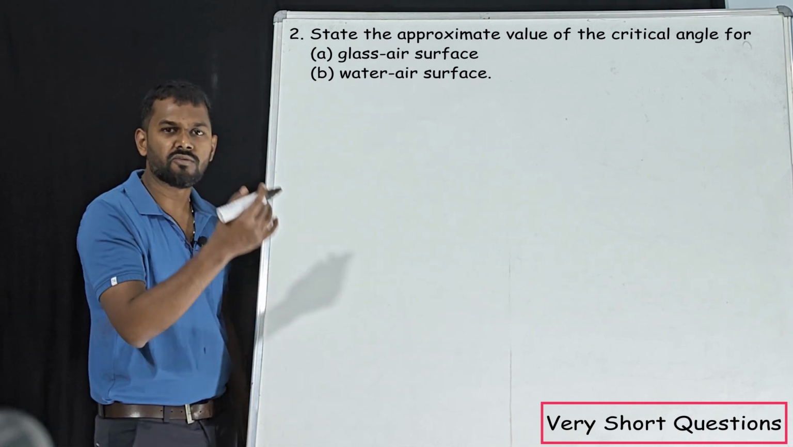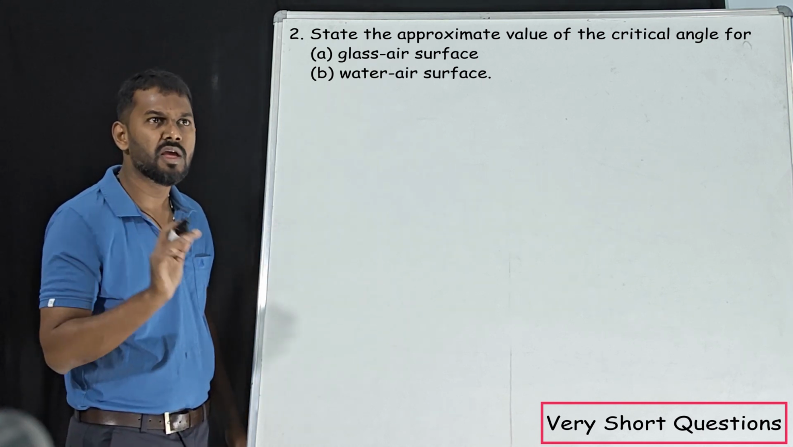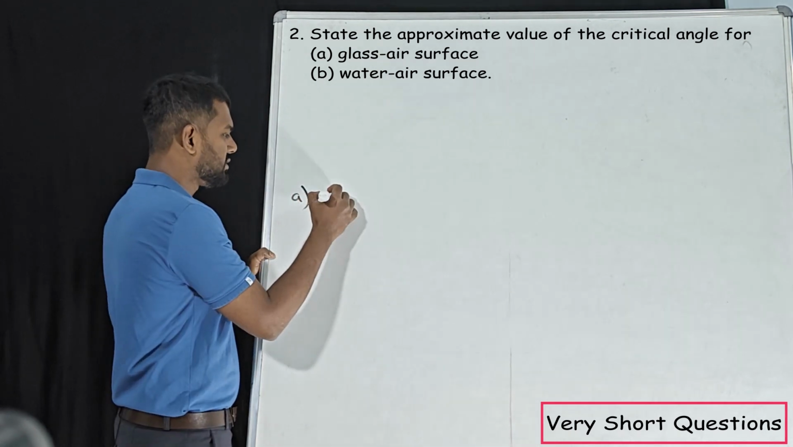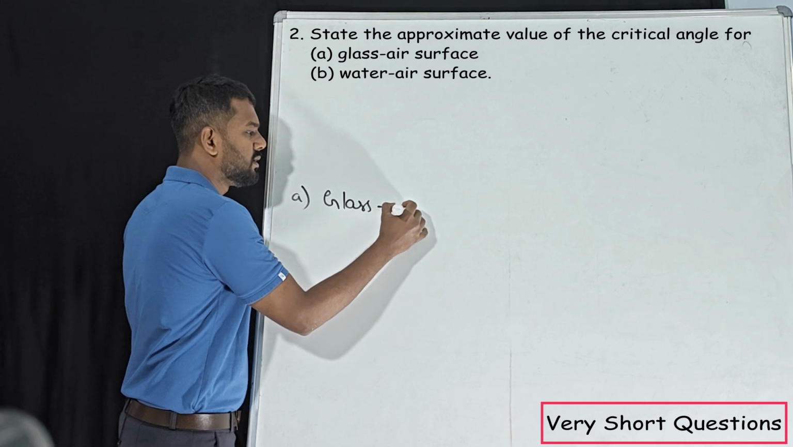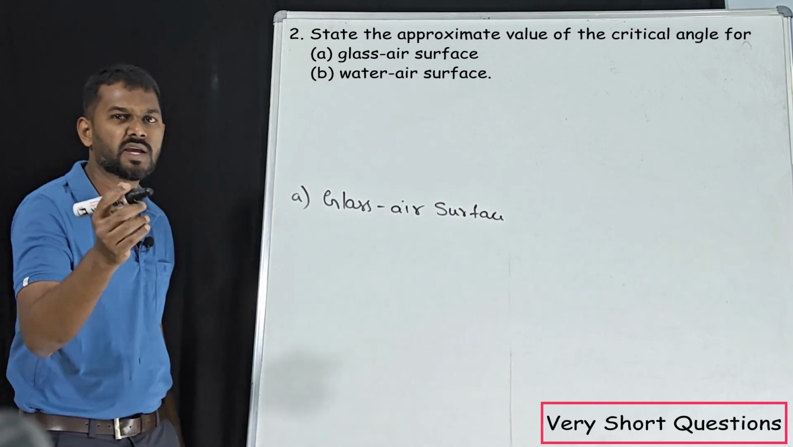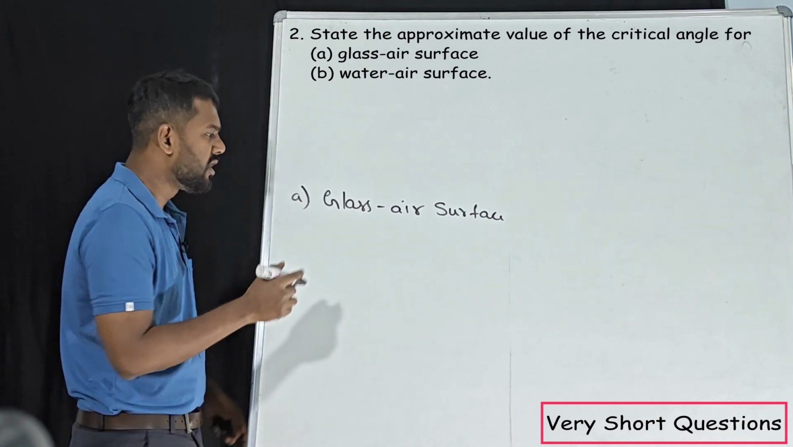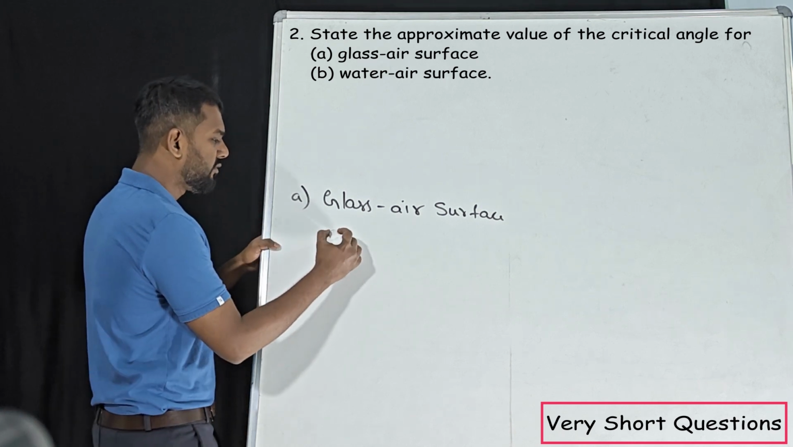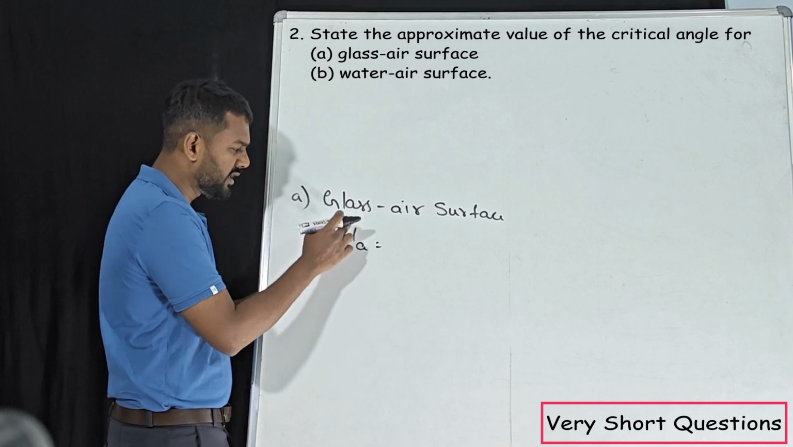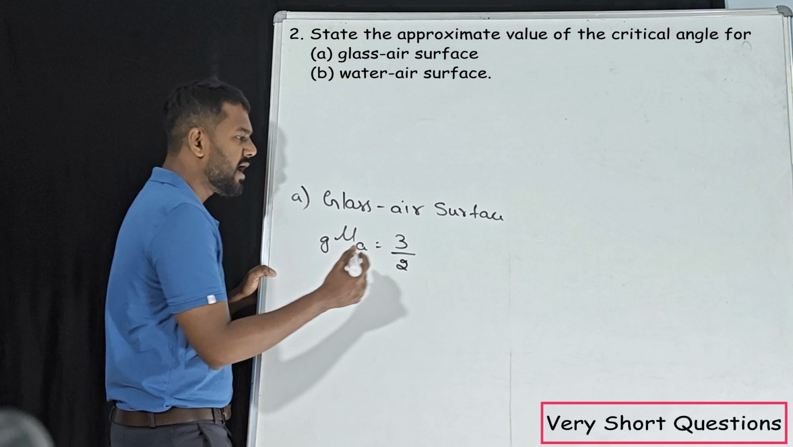So to find the critical angle, what do we require? The refractive index of the medium. First, they are talking about the glass-air surface. We need to know the refractive index. What is the refractive index of glass? Don't worry about this, you just write the refractive index, that is 3 by 2.